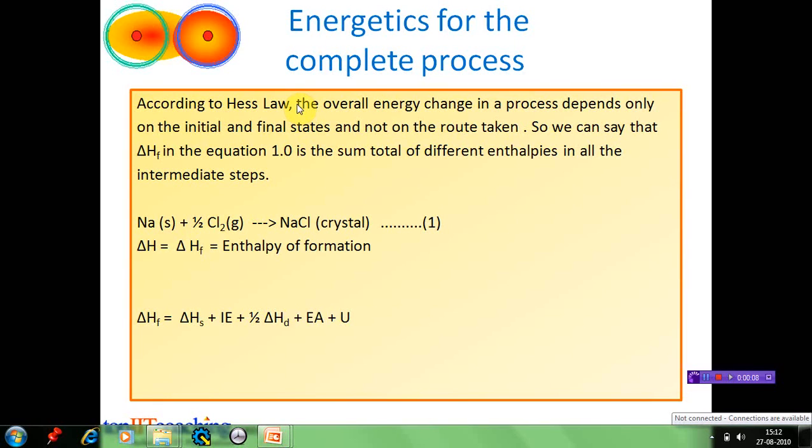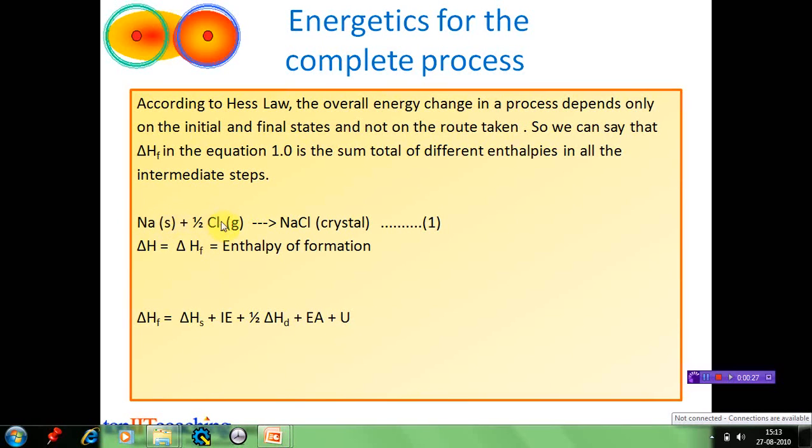According to Hess's law, the overall energy change in a process depends only on the initial and final states and not on the route taken. So we can say that the enthalpy of formation that we discussed in the very first equation is the sum total of the various enthalpies involved in the intermediate states.